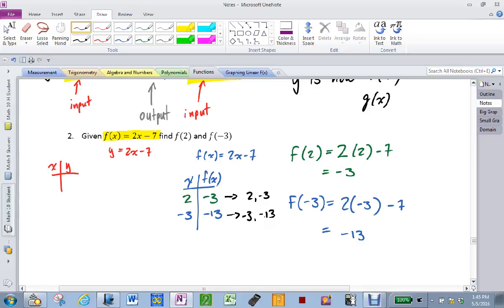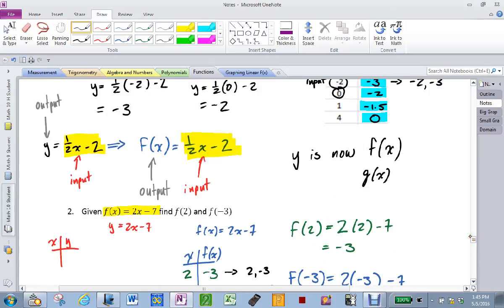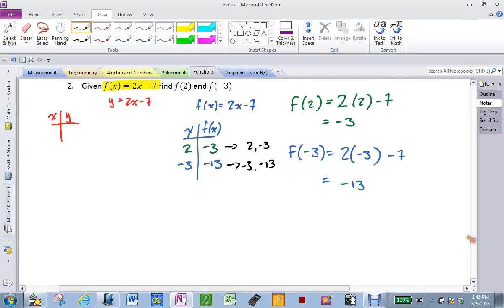Everyone good? Okay, so each time you will notice I've shown you one small new thing, yes? So the small new thing we're doing now is this. F of x.